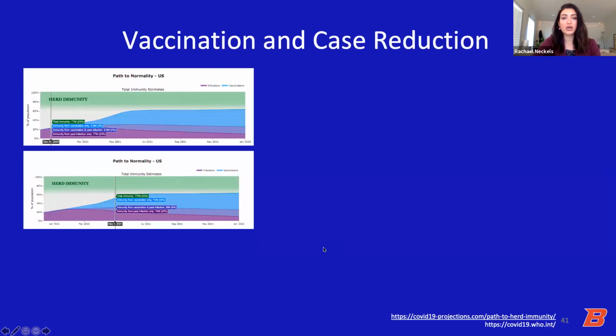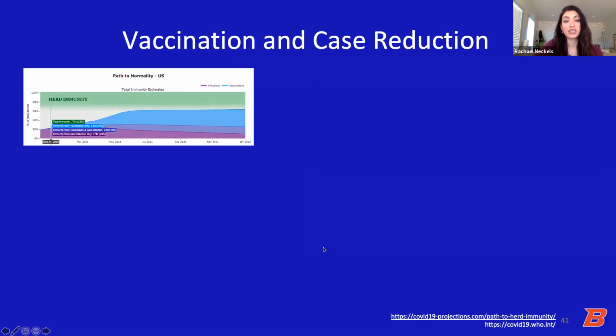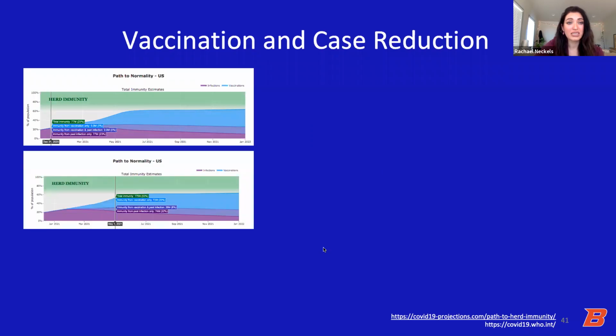All right. So here we have a snapshot of the current CDC data indicating what the path to herd immunity actually looks like for this year. Over on the left, we see that at the start of 2021, we had only about 20% of the population with immunity, and that was mostly from previous infection rather than vaccination. Now recall that Tana told you that people who are previously infected tend to not have as high of antibody levels as people who are vaccinated.